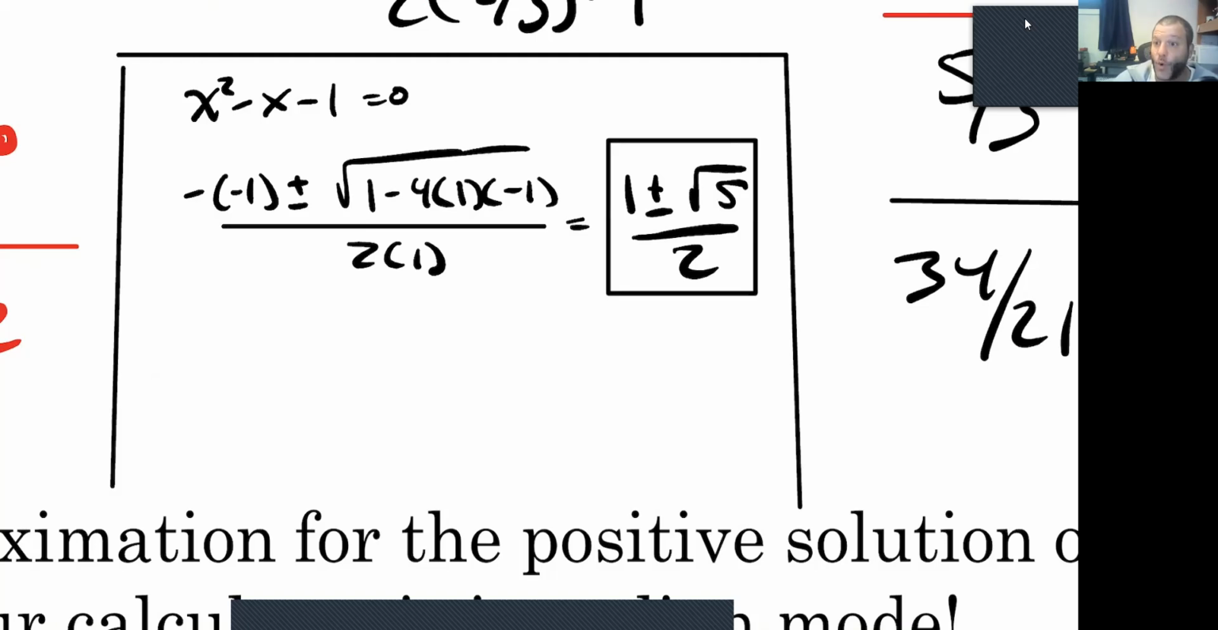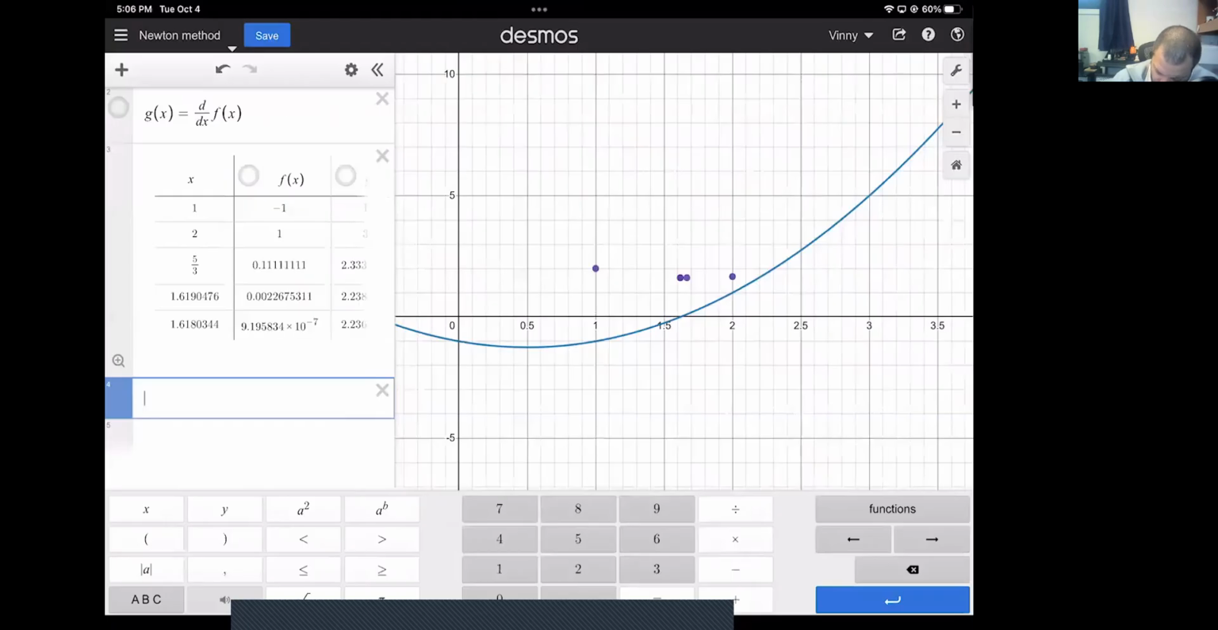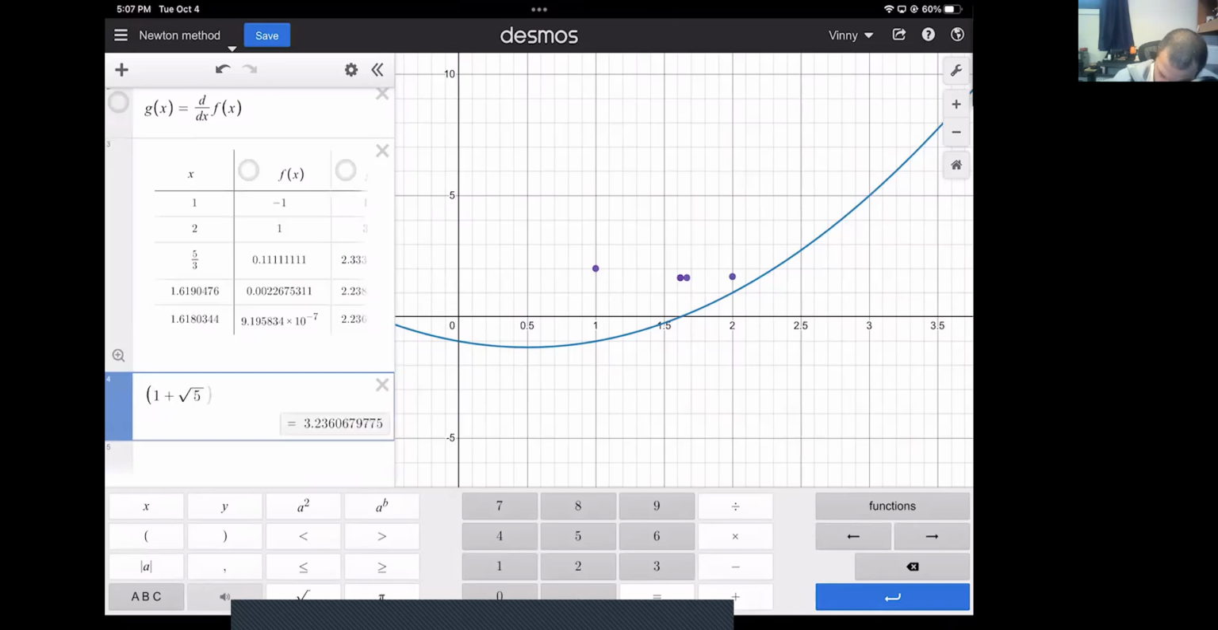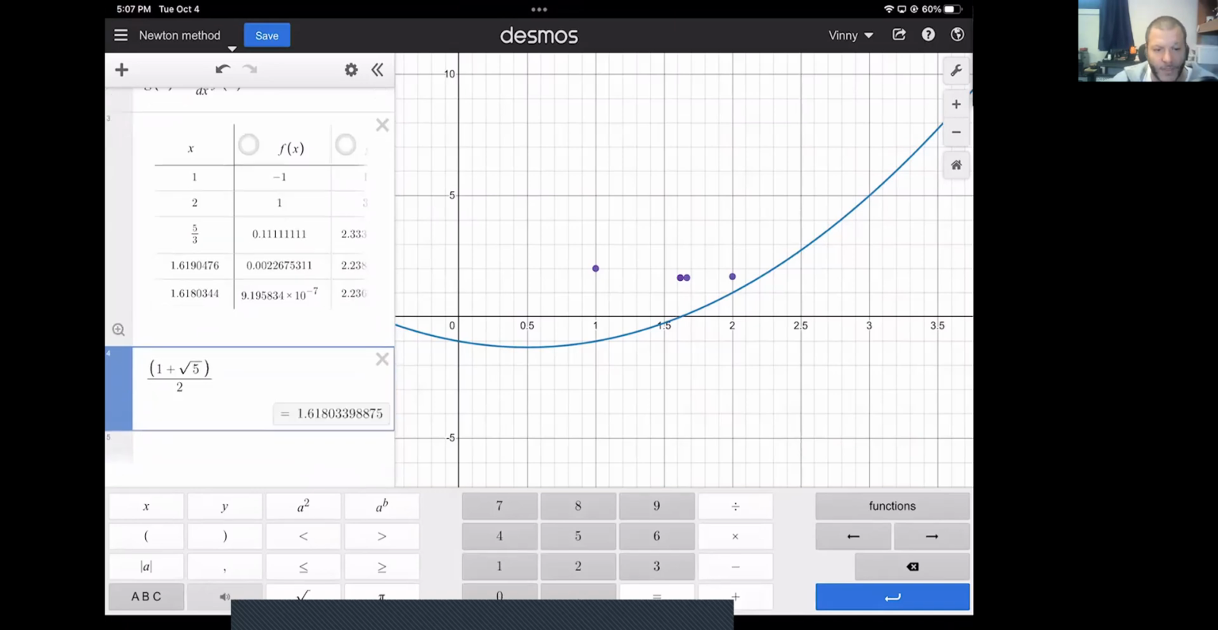And if we did 1 plus root 5 over 2, we're going to get something really, really close to that. 1 plus the root of 5, this whole thing divided by 2 gives us 1.61803. So you can see how accurate our guesses were, right? When we looked at our Newton method, we got 1.6180344. Really, really close, right? That's the approximation for the golden ratio.